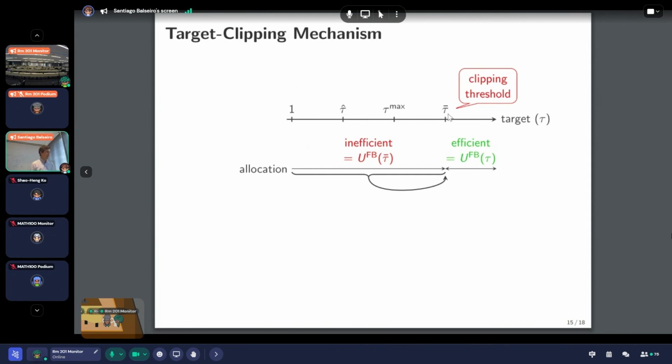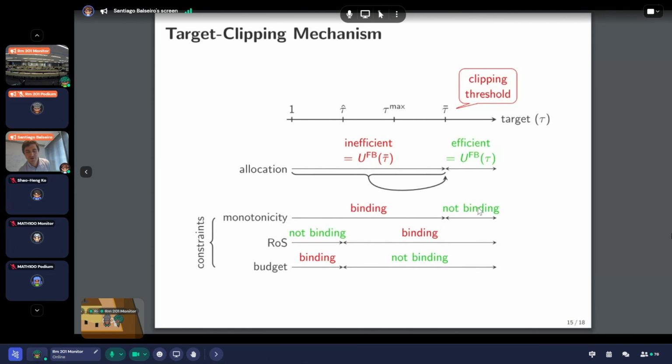So that's what we're clipping. We're clipping all these targets to that value over there. That's what we call the clipping mechanism. And what we have is the constraints. The monotonicity constraint is only binding to the left, and then we can show that the ROS constraint binds for high values, the budget constraint binds for low values, but they never bind together.